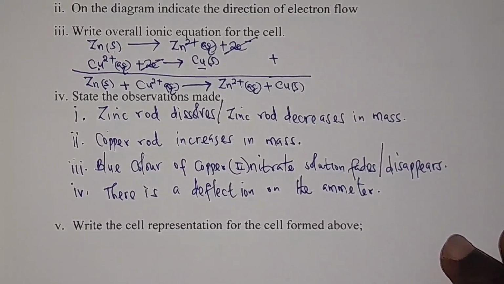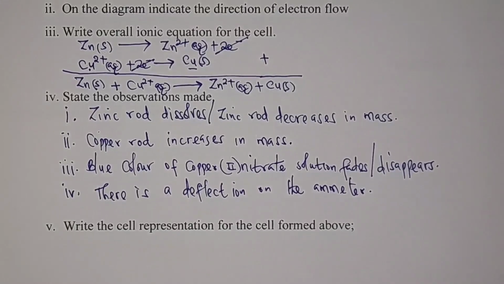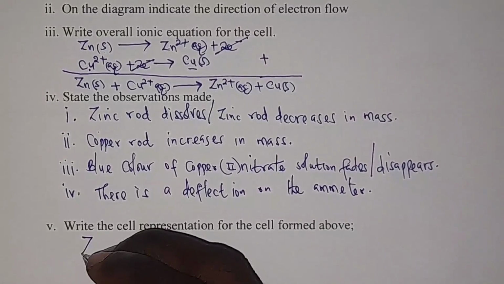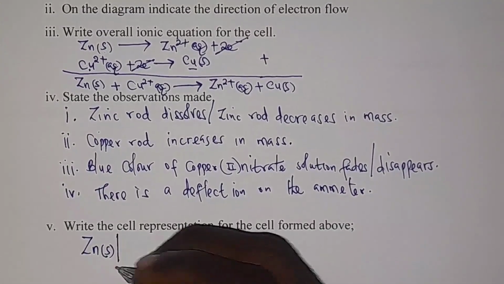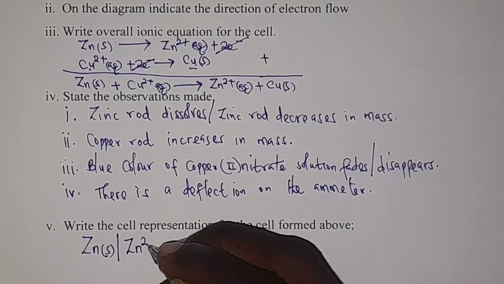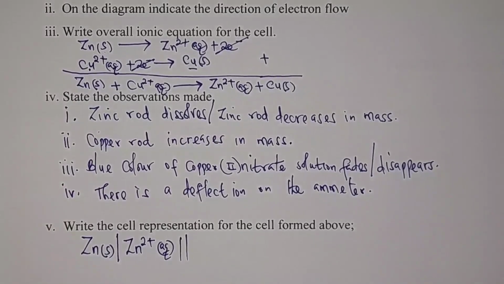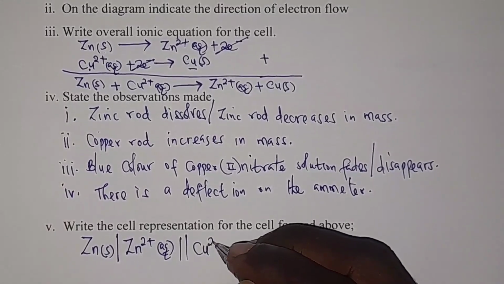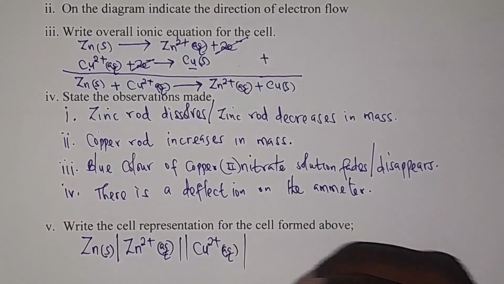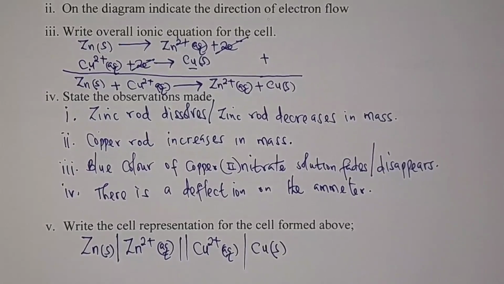So here we have 2 half cells connecting a copper half cell to a zinc half cell. Between copper and zinc, zinc is more reactive. So we are going to have zinc, which is in solid form. Then a vertical line to represent the phase boundary. Then the solution of zinc 2 ions, which are aqueous. Then a double vertical line to represent the salt bridge. Then copper 2 ions, which are in solution form. Then the phase boundary. Then copper solid. So this will be the cell notation or cell representation.